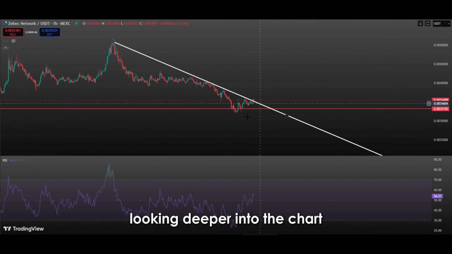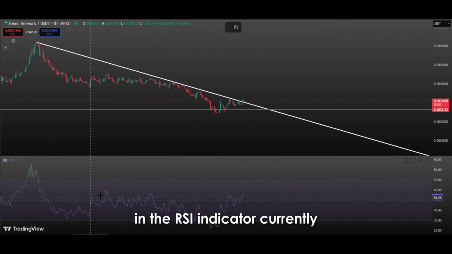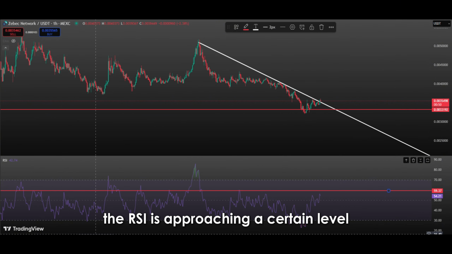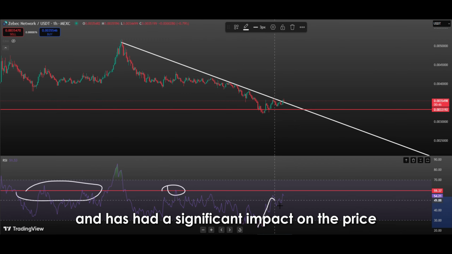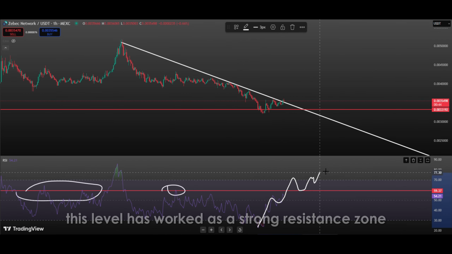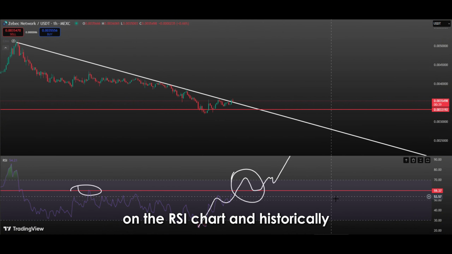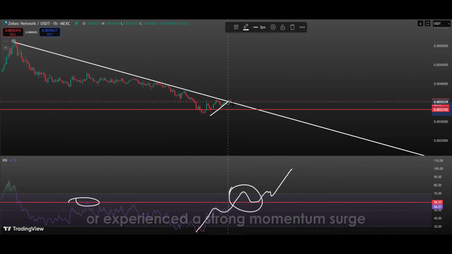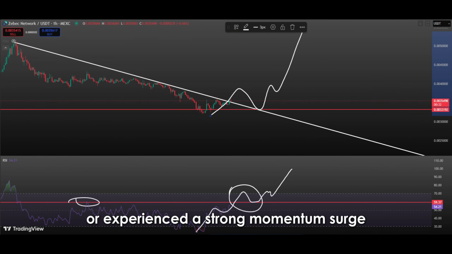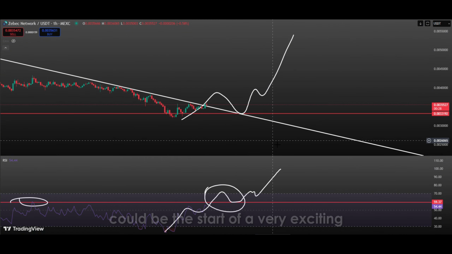Looking deeper into the chart, there is a rather important technical structure that is noticeable in the RSI indicator. Currently, the RSI is approaching a certain level that has been tested more than once in the past and has had a significant impact on the price. This level has worked as a strong resistance zone on the RSI chart, and historically, the RSI data at this point has usually either pulled back sharply or experienced a strong momentum surge upon breaking this resistance. Therefore, the RSI approaching this critical level could be the start of a very exciting period for the market.